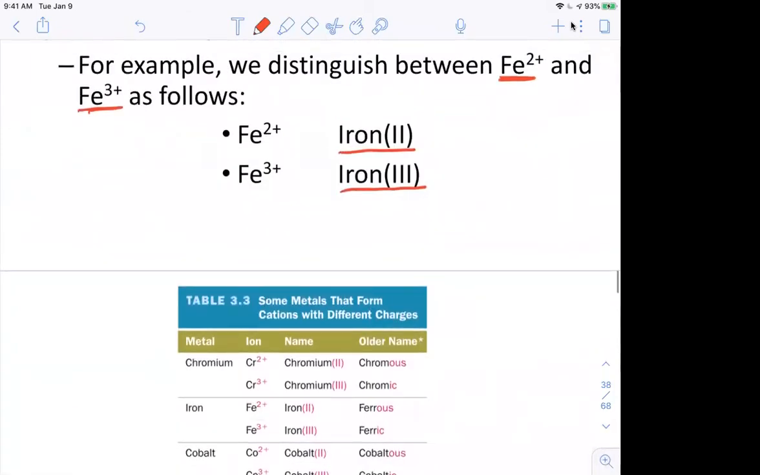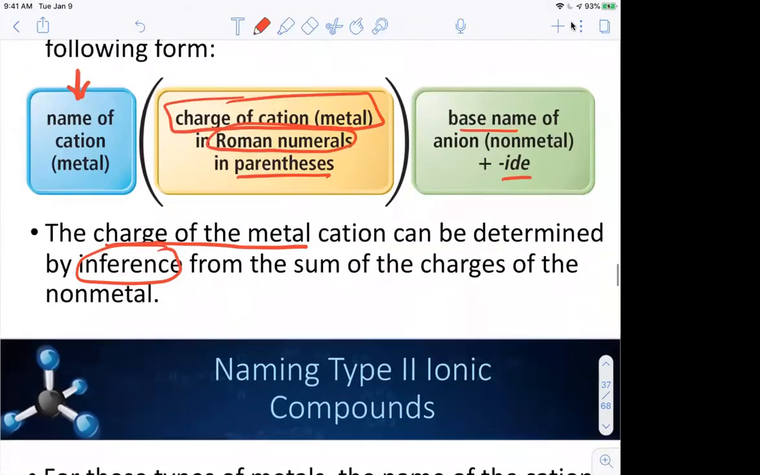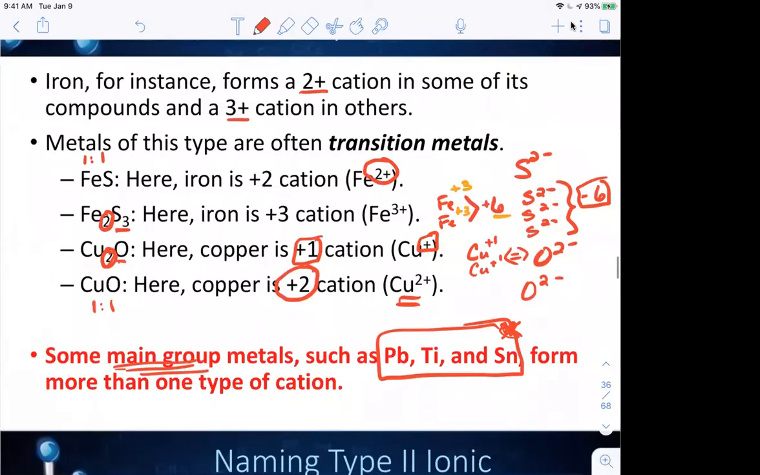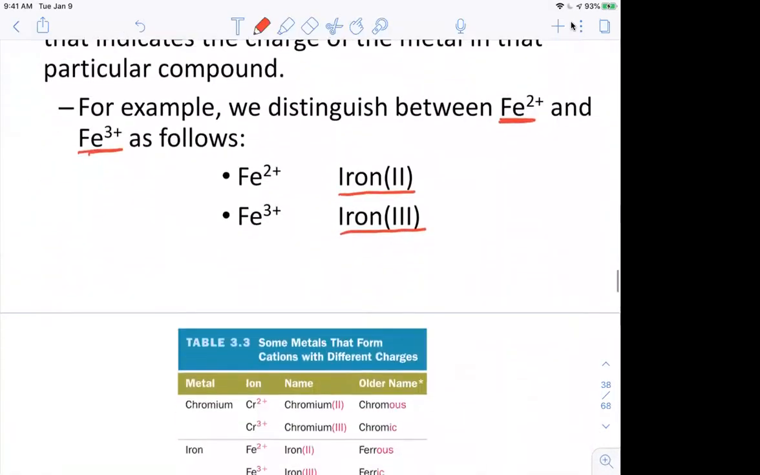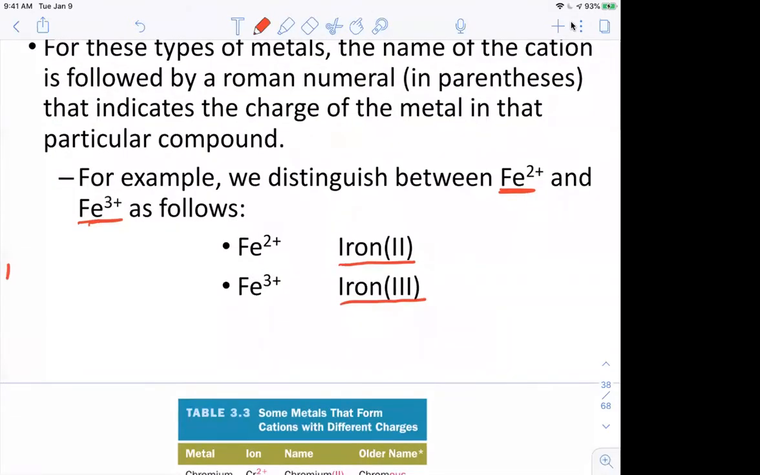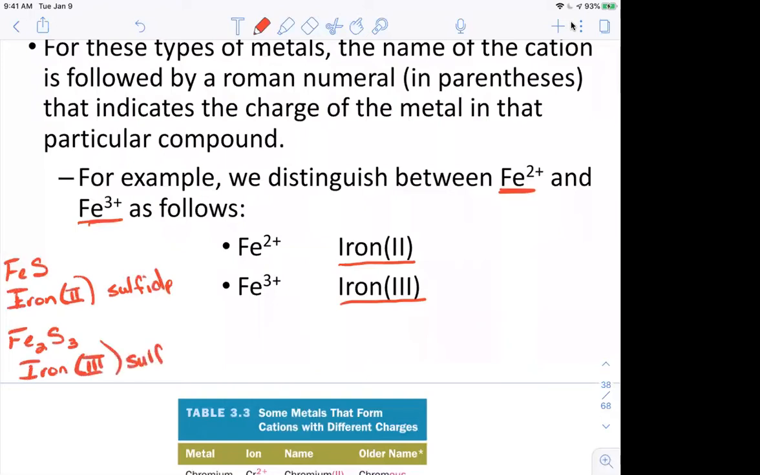So those other compounds that we just talked about that were back here, FeS and Fe2S3: if I do FeS, I have iron(II) sulfide, and I have Fe2S3. I call that iron(III) sulfide.